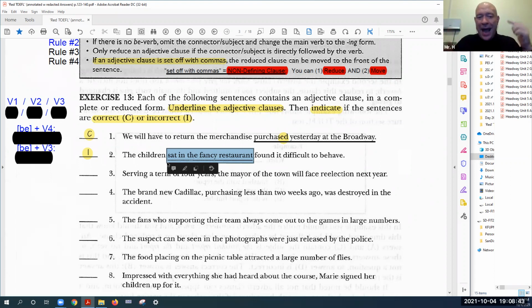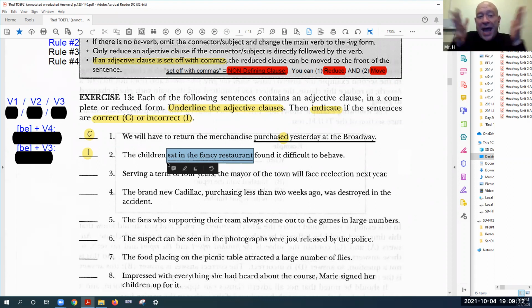Now, how can I reduce it correctly? If I decrease it, what should I do? So we have who sat is the full clause. Yes, Arkobi? Actually, I have a question. Can I say the children who were sitting in the fancy restaurant found it difficult to behave? Sure, that's possible. But let's start with Al-Shamari's example, and then I'll go to yours. So Al-Shamari said, who sat?